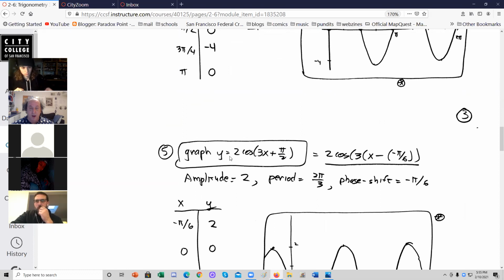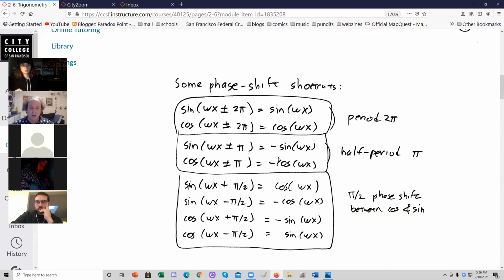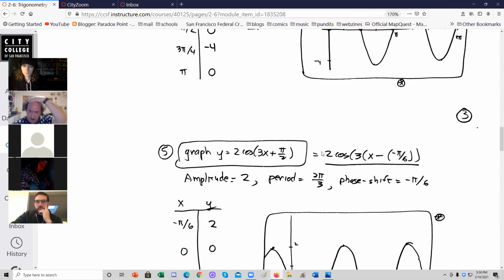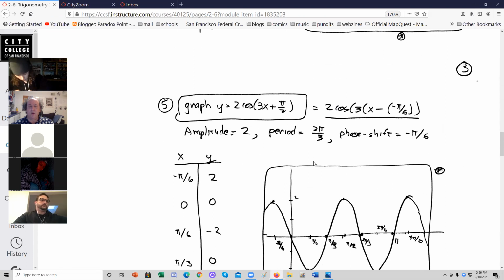Okay, here y equals 2 cosine(3x plus pi over 2). Cosine of something plus pi over 2 makes a minus sign. Oh my God, did I make another mistake? I did make another mistake. Oh, right. Well, all right, it's all right.